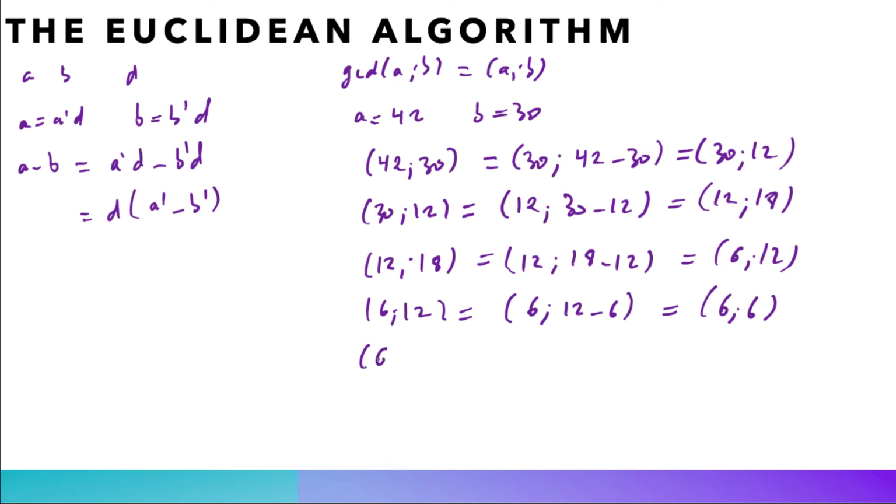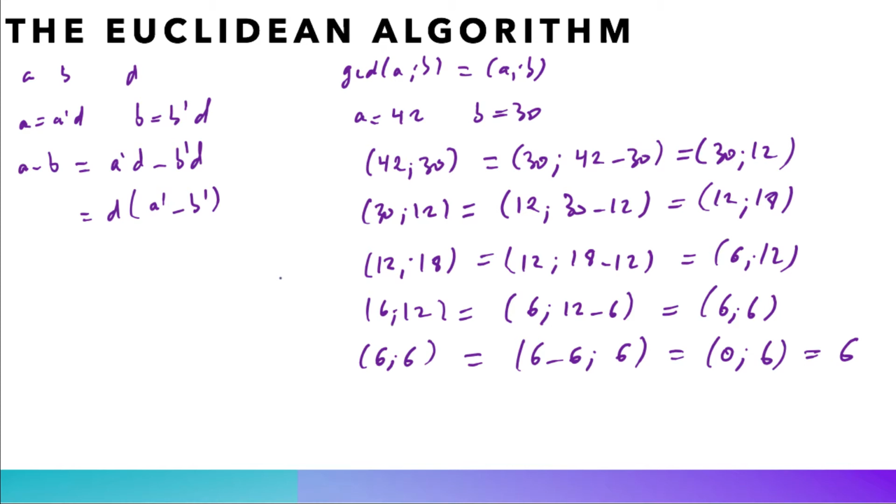Finally, the GCD of 6 and 6, which means the greatest common divisor between 6 and 6, is obviously 6 actually, but I'll do this one more time. It is equal to the GCD of 6 minus 6 and 6, which is equal to the GCD of 0 and 6, and we know that the greatest common divisor of 6 and 0 is equal to 6. This means that the GCD of 42 and 30 is equal to 6.